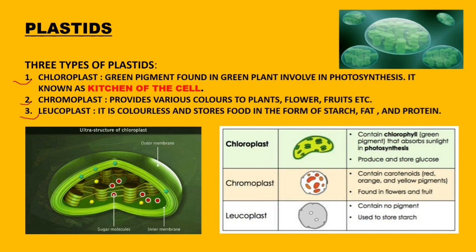Now the third one is leucoplast, that is colorless. It stores food in the form of starch, fat, and protein. Leucoplast is found in the root and underground stem.